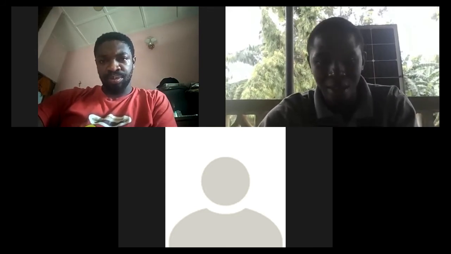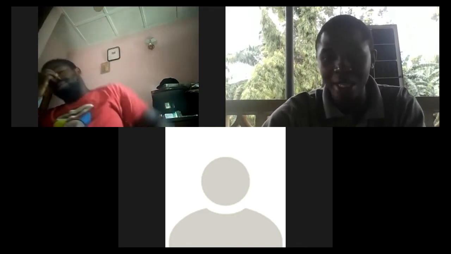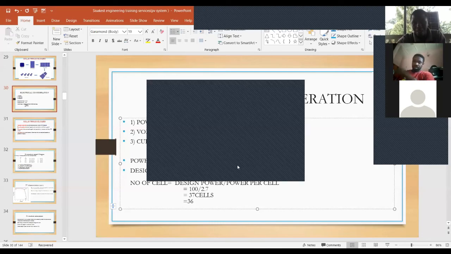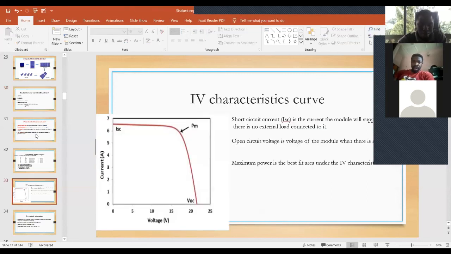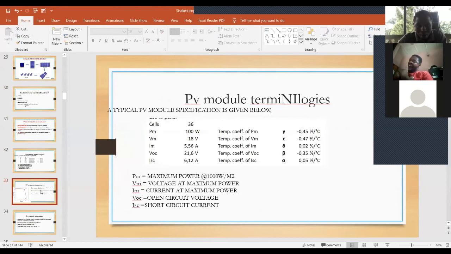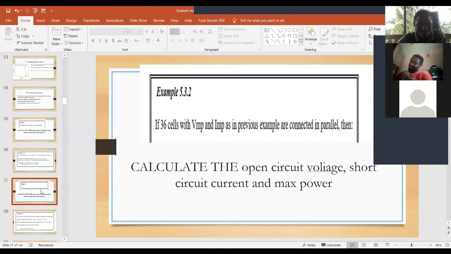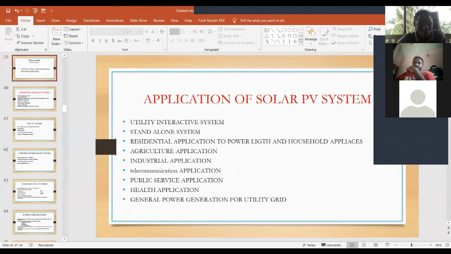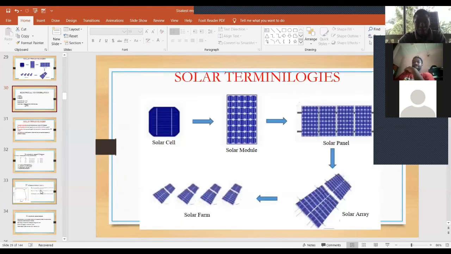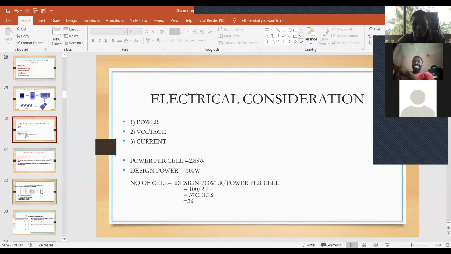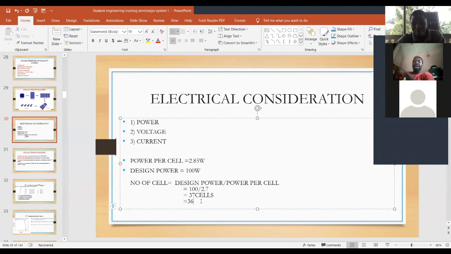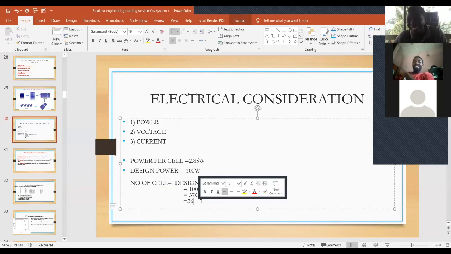So let me share my screen again so that we'll go back to the slide. What I just tried to show is that power per cell is given as you are buying, as you are ordering those cells. The power per cell, you can get them out. All right. Did I just see classwork? Sir? Yes, there's classwork. Now, all right, let's go on.